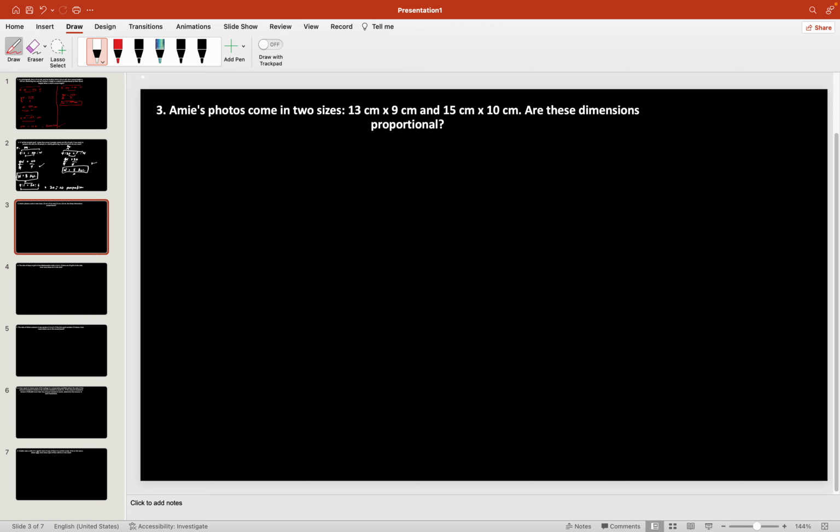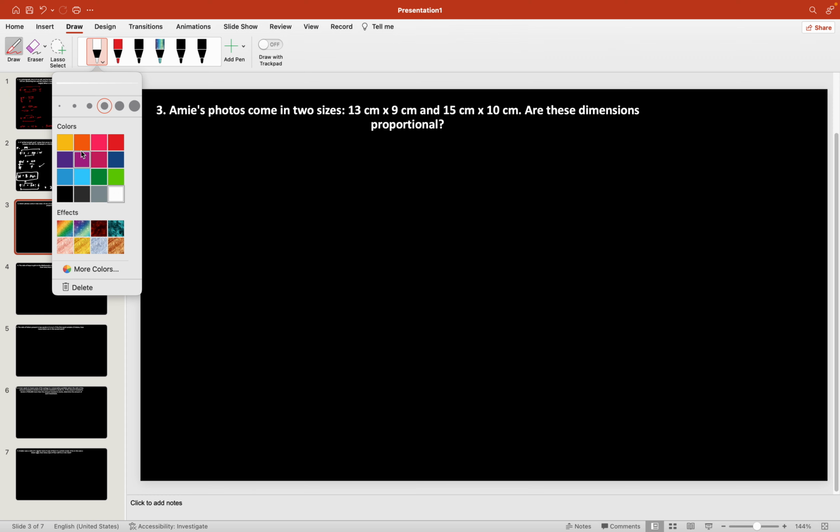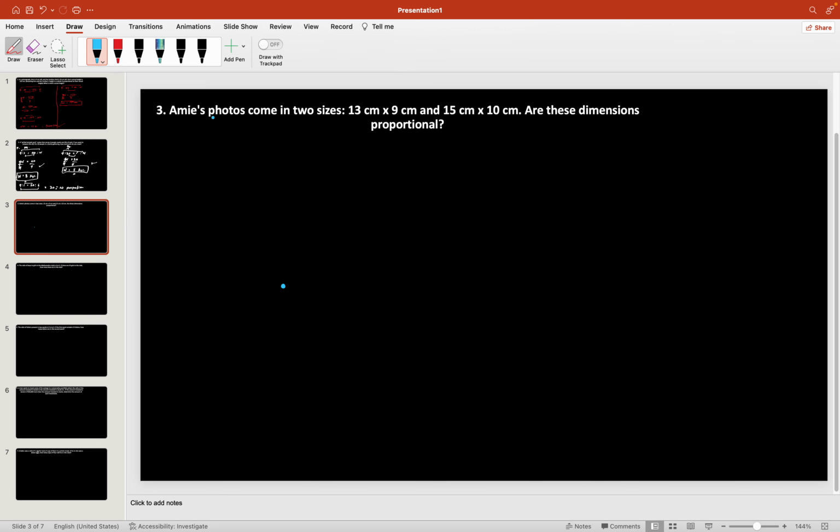So, number 3 tayo. So, for number 3, palitan natin yung kulay. So, let's say this one. So, for number 3, Ami's photos come in 2 sizes. First, we have 13 by 9 cm and 15 by 10 cm. So, are these dimensions proportional? So, we have first 13 is to 9 is equals to 15 is to 10 centimeters.